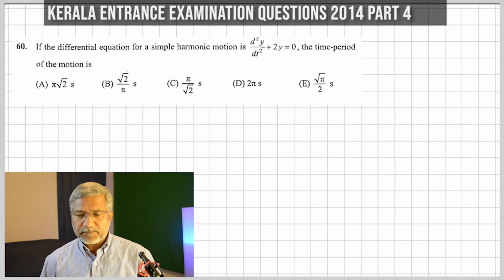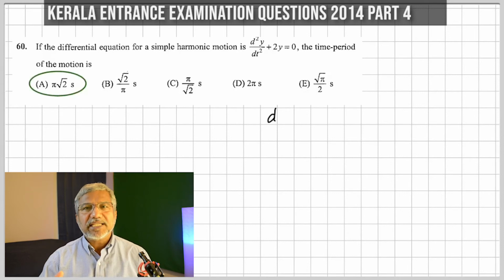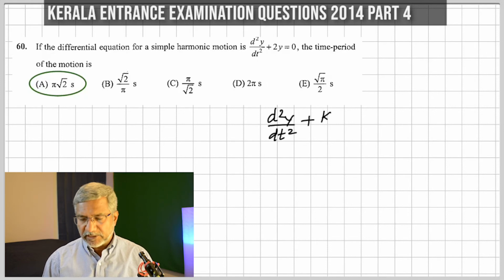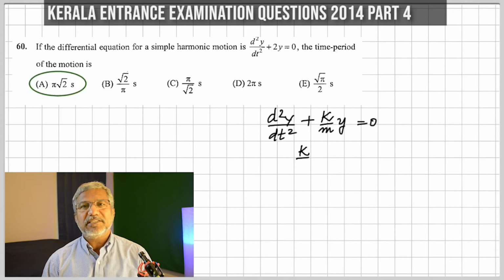All right, 60. If the differential equation for a simple harmonic motion is d squared y by dt squared plus 2y is equal to 0, what is the time period? So we have to know the general differential equation for simple harmonic motion. What is it? It's d squared y by dt squared plus kx is equal to 0. That is the general form. So d squared y by dt squared plus, I'll write ky because we're talking about y here, so plus ky is equal to 0. So the general differential equation for simple harmonic motion is d squared y by dt squared plus k by m y is equal to 0.